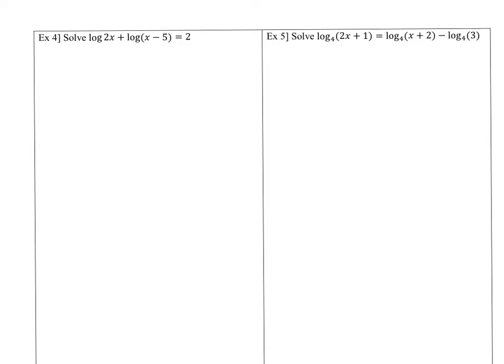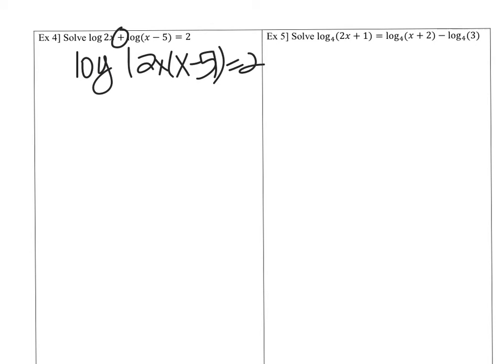Okay, so this will involve some of last week's stuff. We have log 2 of x plus log x minus 5, which equals 2. Since we have that plus in there, we need to think back: how can I condense this into one log? Remember, plus comes from multiplication. So I'm going to change it to just one log of 2x times x minus 5, which should equal 2.